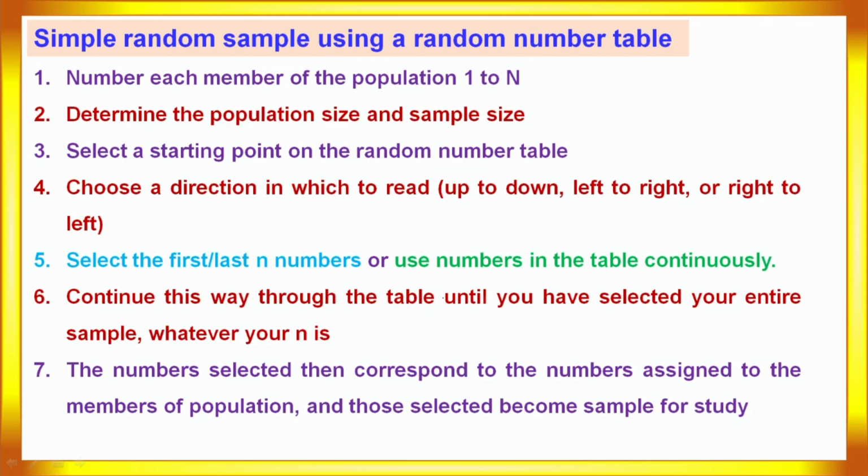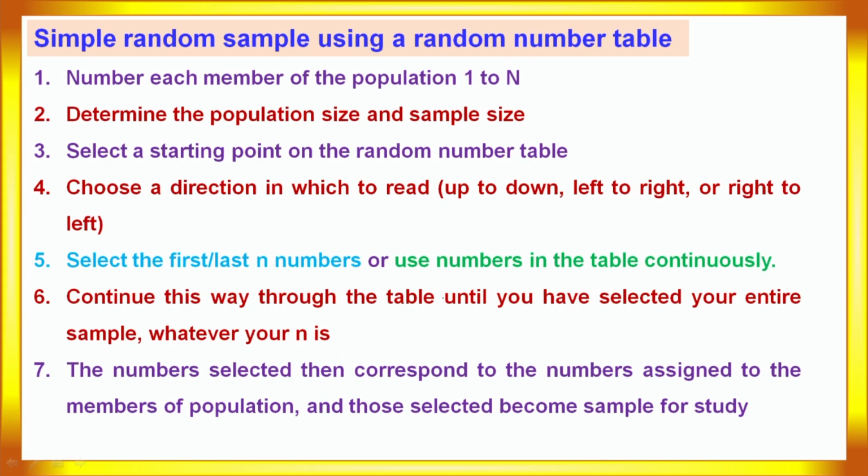Now, how to use this random number table? For using the random number table, whatever members you have in the population, you have to give an identification number to them, and then you have to determine what your sample size will be. And then simply by using the random number table you can select.